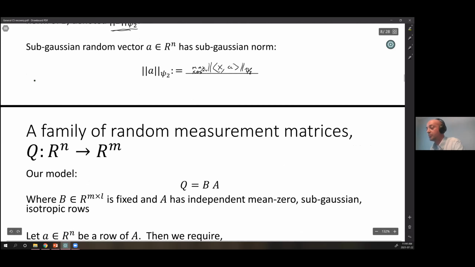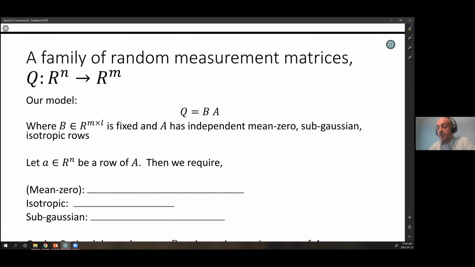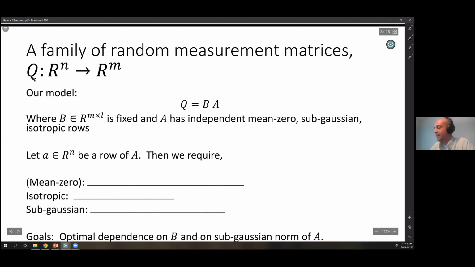Okay, now our model. So here's the family of measurement matrices we look at. We take Q, our measurement matrix, to take the form B times A, where A is a Subgaussian matrix satisfying the conditions typically that we need. That is that it has independent rows, which are isotropic and Subgaussian. I'll get to that in a second. And B is any arbitrary fixed matrix.